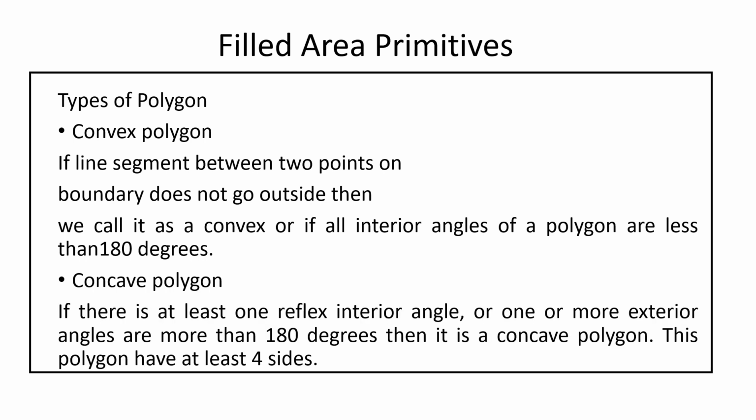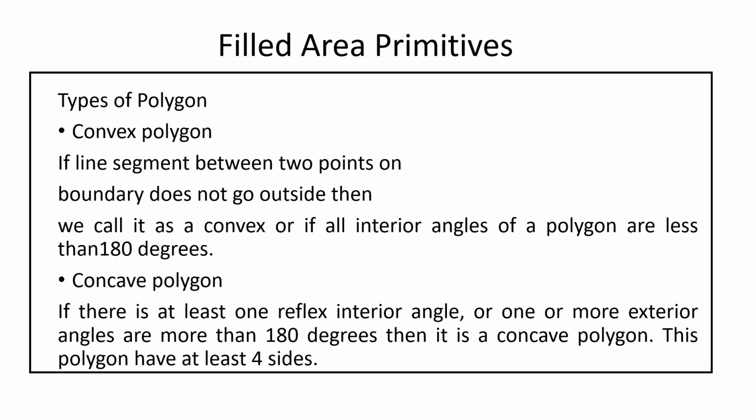So what is a convex polygon? If the line segment between any 2 points on the boundary does not go outside, then we call it convex. Else, if all the interior angles are less than 180 degrees, then it is convex. On the other hand, if there is at least one reflex interior angle, or one or more exterior angles which are more than 180 degrees, then it is called a concave polygon.